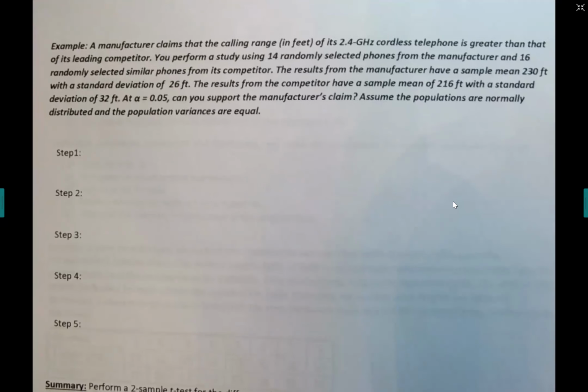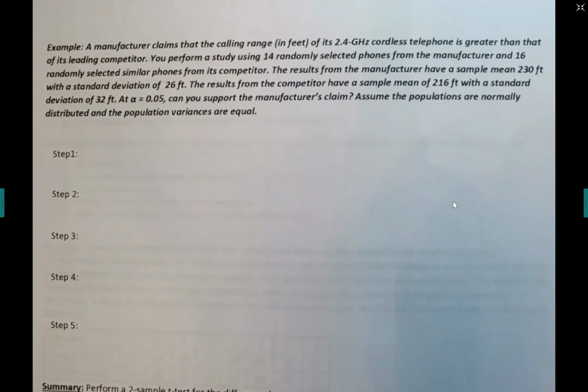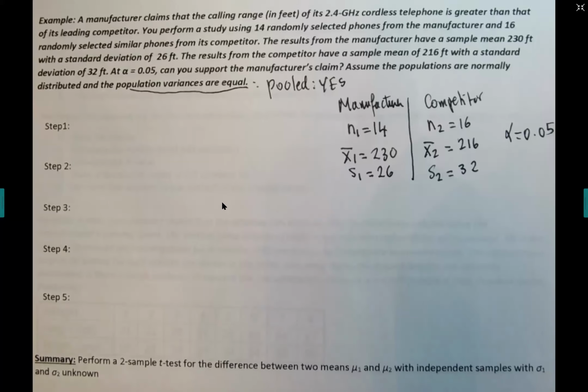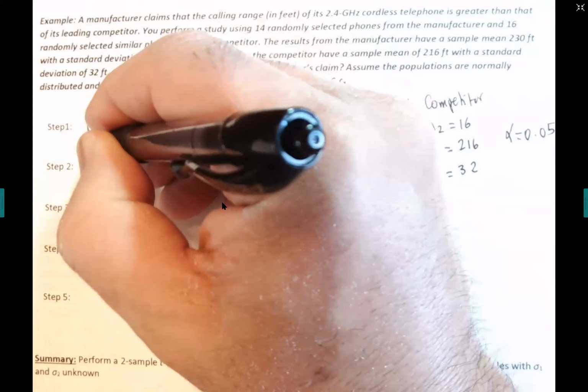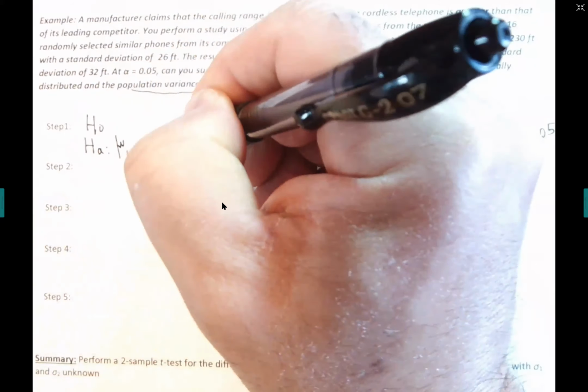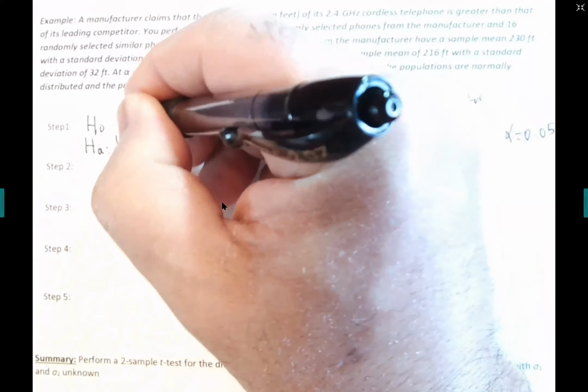I'm gonna do this together. Okay, let's go back and do this exercise. So I'm gonna read it again. A manufacturer claims that the calling range in feet of its 2.4 gigahertz cordless phone is greater than that of its leading competitor. So you guys agreed that if the manufacturer is mu1, we need to test that mu1 is greater than mu2. That's the claim. And the complement of this one will be mu1 less than or equal to mu2.